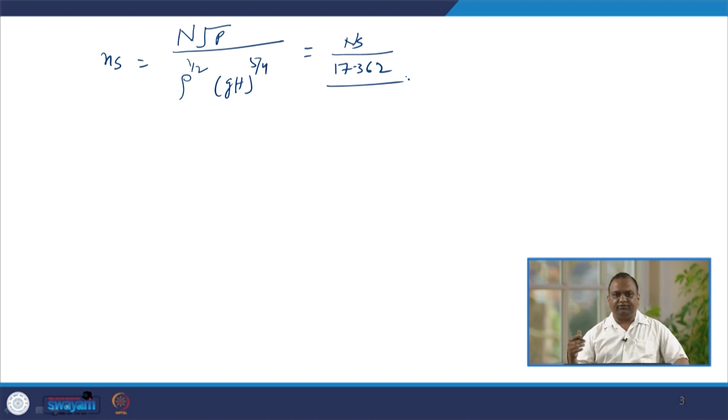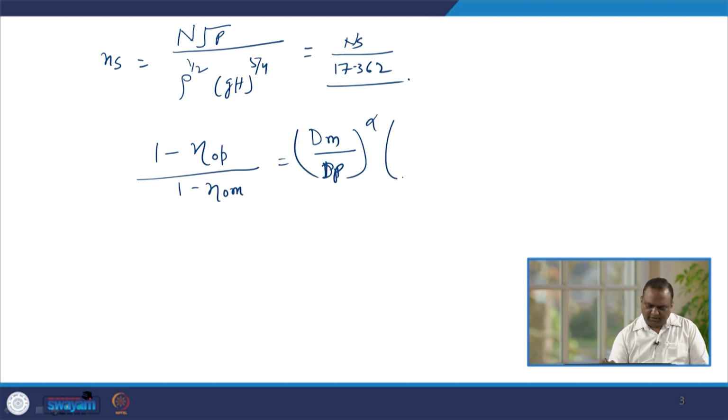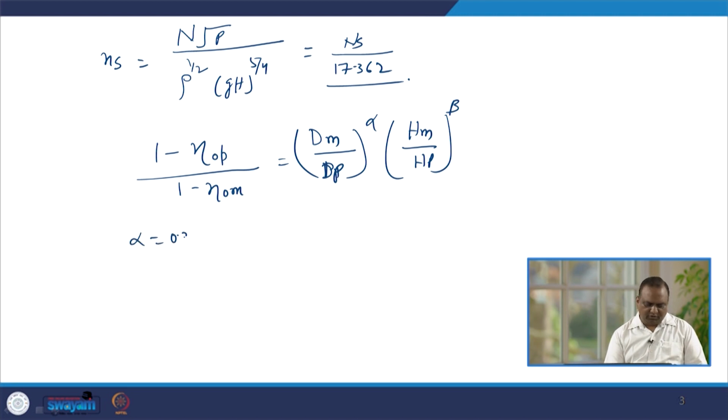Now, efficiency: because we have scaled down the dimensions, the fluid properties are not changed, right. So, the efficiency of prototype and model may not match with each other. So, for that there is a formula: 1 minus efficiency of prototype over 1 minus efficiency of model is equal to dm by dp raised to power alpha, Hm by Hp raised to power beta, right. So, this is the Moody formula where alpha is equal to 0.2.